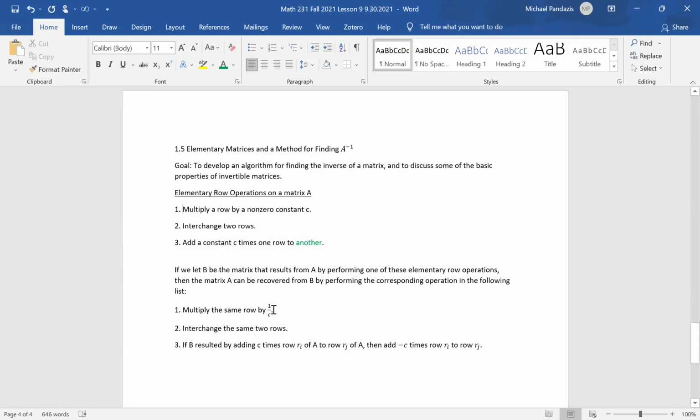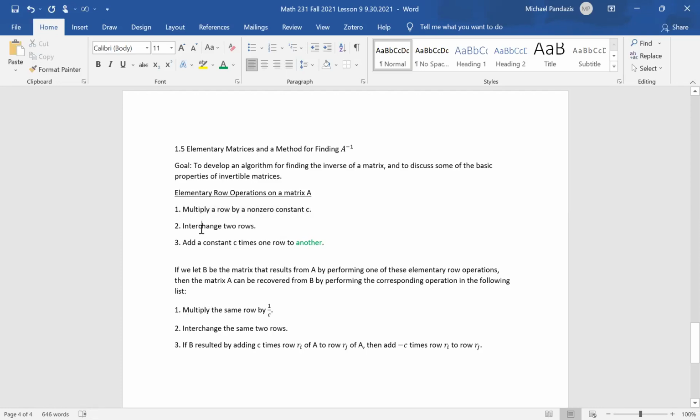So multiplying the same row by 1 over C is still an example of multiplying a row by a non-zero constant. Once you multiply a row by non-zero constant C, multiplying a row by 1 over C is still multiplying by a non-zero constant. 1 over C is also non-zero. And so this is not another type of elementary row operation.